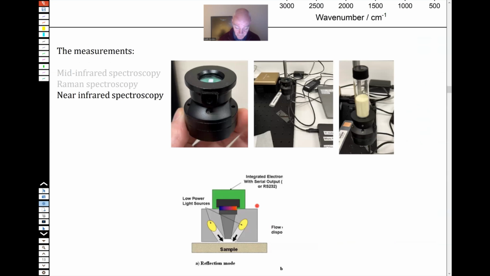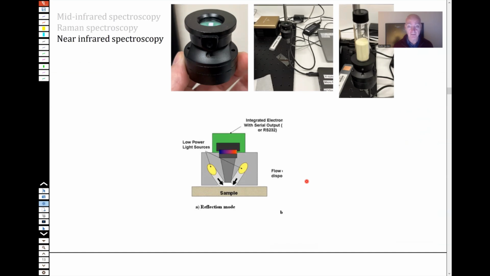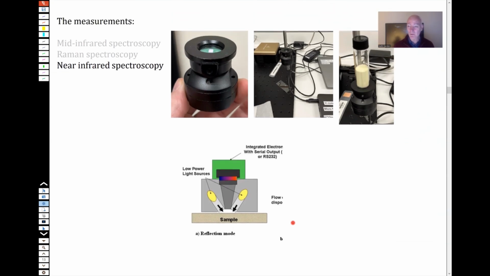So what about near infrared spectroscopy? Again, let me just move my face out of the way here. This is one of the reasons why near-infrared spectroscopy is popular. This is a near-infrared spectrometer, and that's my hand holding it. They're very, very small instruments, very easy instruments to use. They can be powered by USB.